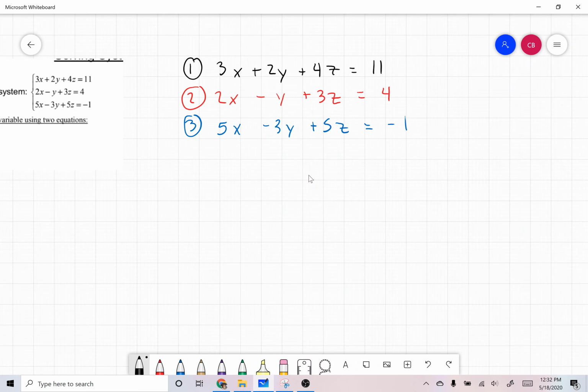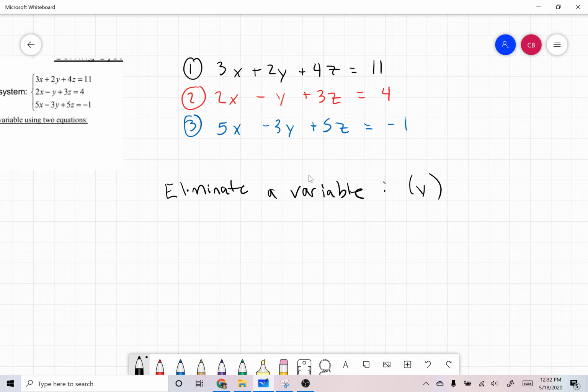First thing we need to do is pick a variable to eliminate. In this case, I'm going to choose y, and I'm going to explain why right now. If you look, 3 and 2 don't have a multiple that go into each other. 2 doesn't just multiply and give you 3, and vice versa. Similarly, 2 doesn't go into 5, and 3 doesn't go into 5. So x would not be a very good choice unless you want to do a lot of extra multiplication.